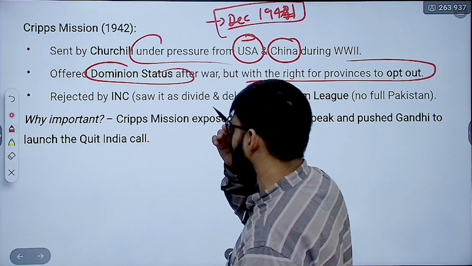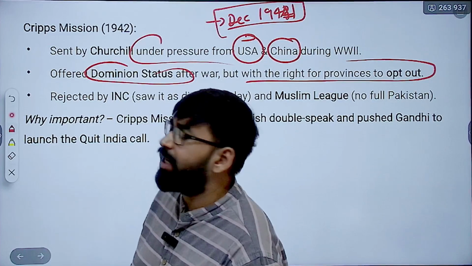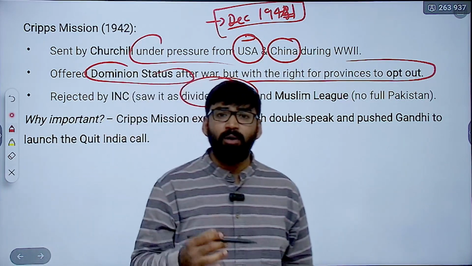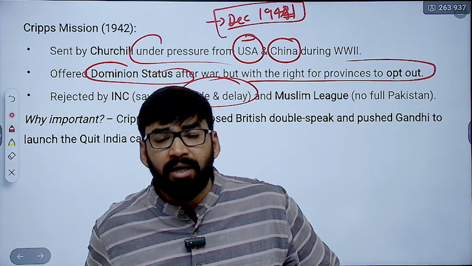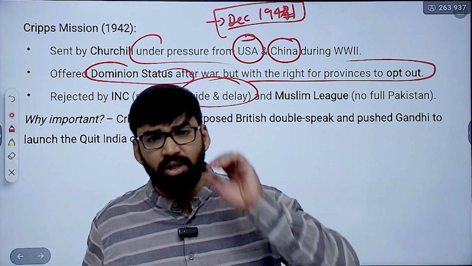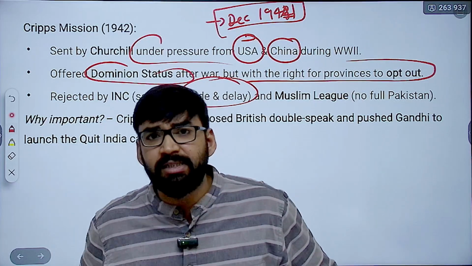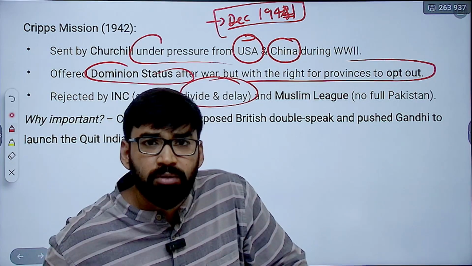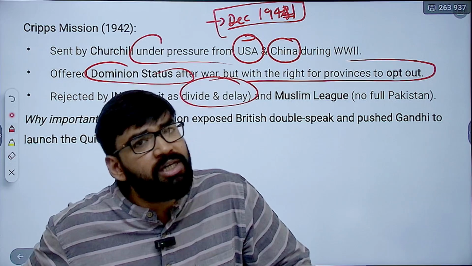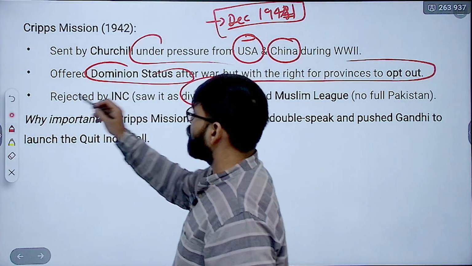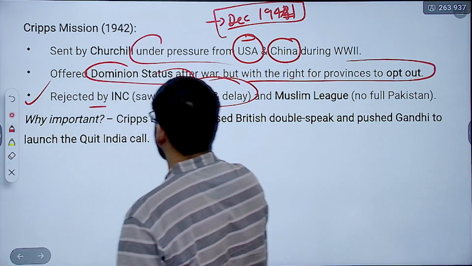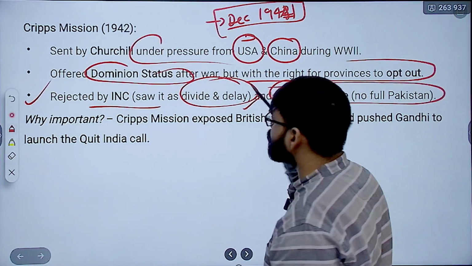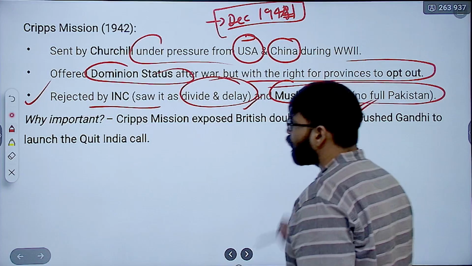So this is just the background. The Cripps Mission was rejected by the Indian National Congress, because the Congress wanted reforms at the same time itself, while the Cripps Mission was offering reforms after the war, and India had already witnessed the backstabbing by the British after the First World War. Britain has always used a policy called the carrot and stick policy. So this offer was rejected by the Congress, because the Congress saw it as divide and delay, and the Muslim League also rejected the Cripps Mission because there was no full Pakistan demand.